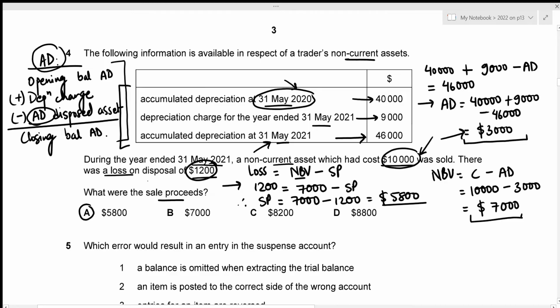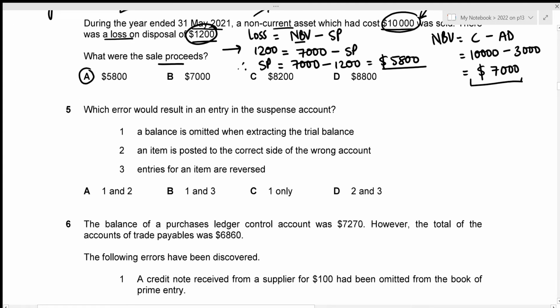We can now move towards question number 5. Which error would result in an entry in the suspense account?